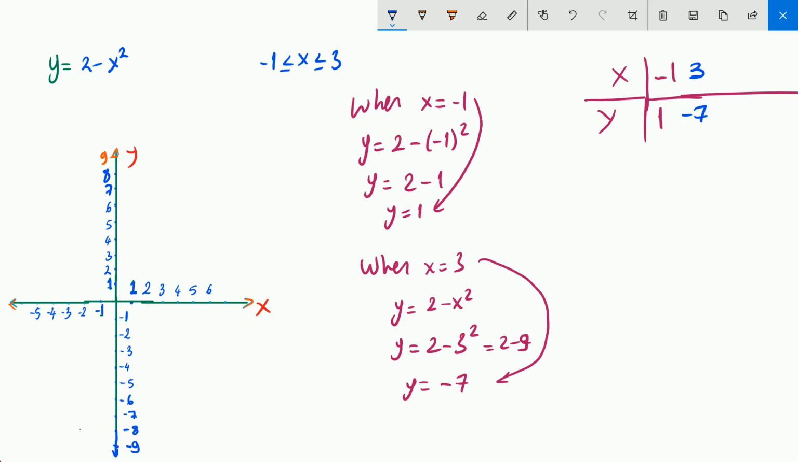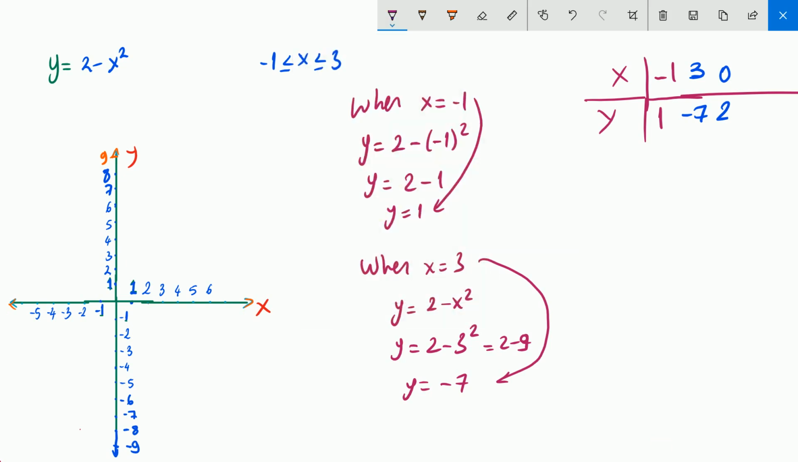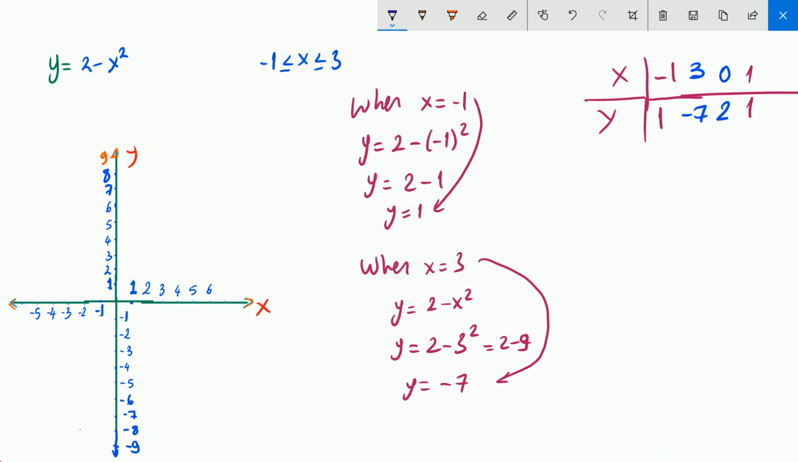So we can give other values to x instead. We can say x can be 0. When x is 0, y will be 2. When x is 1, y will be 1. When x is 2, y will be -2.